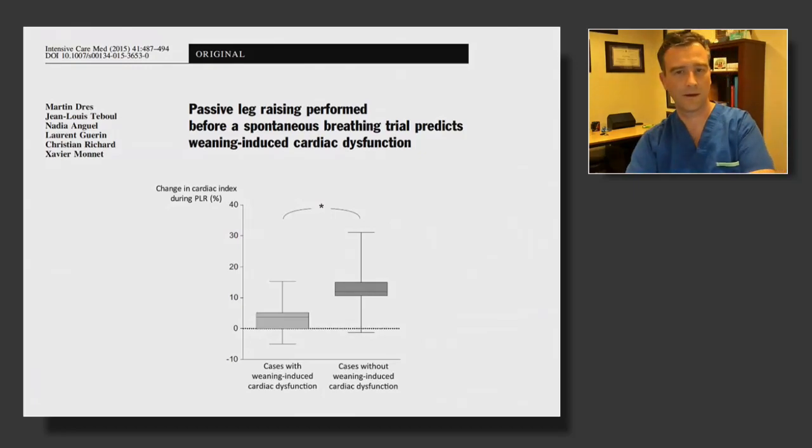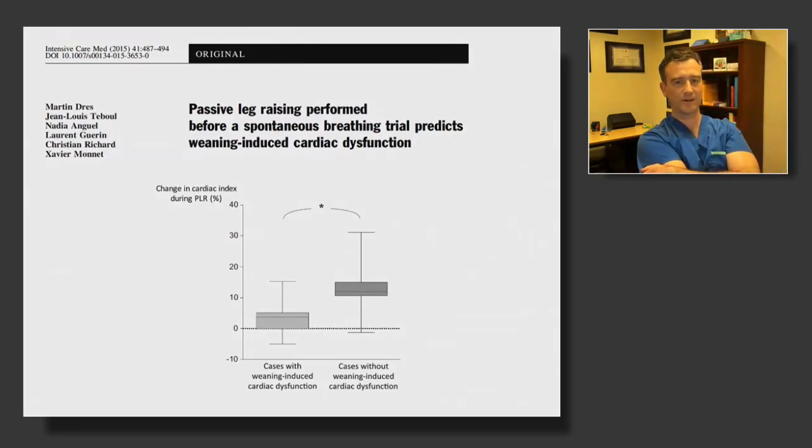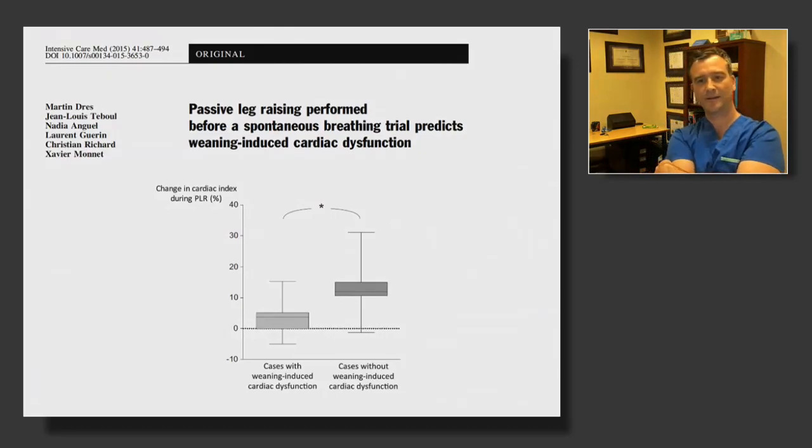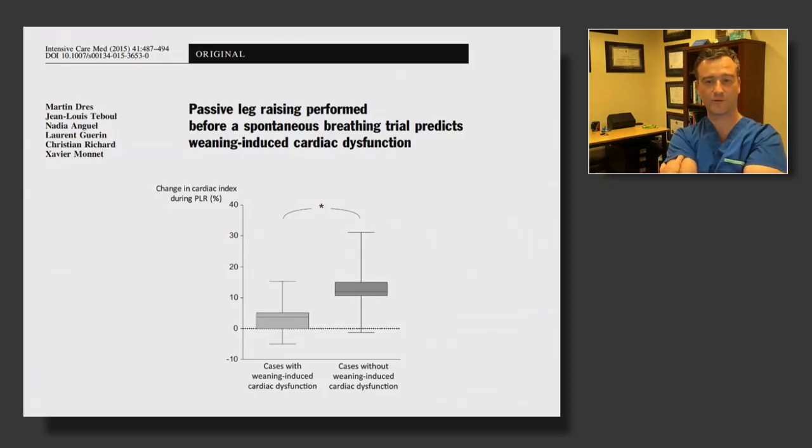Well, there's a number of tricks that basically rely on detecting hemodynamic responses. And one such trick is to perform a passive leg raise. So the basic idea here is that if a patient has a significant increase in cardiac index during a passive leg raise, then that implies that their baseline venous return is relatively lower. And so during the spontaneous breathing trial, their left heart pressures are not going to go up as significantly because they're not volume overloaded.